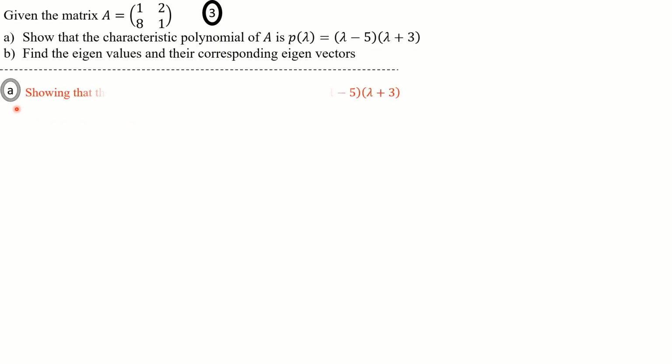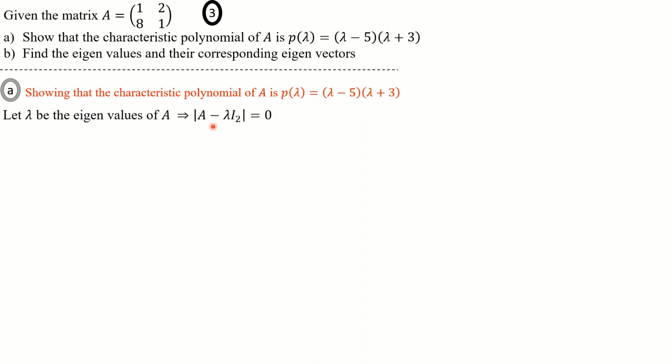So let us begin with the first part, which is asking us to show that the characteristic polynomial of the matrix A is this polynomial P of lambda, written as lambda minus 5 times lambda plus 3. So if we start by letting the eigenvalues of the matrix A be lambda, then it follows that the determinant of A minus lambda I2 should be equal to 0. Now the determinant of A minus lambda I2 is called the characteristic polynomial. So we just need to find this determinant. Finding this determinant and having the characteristic polynomial in this form, we can conclude that it is actually true, provided we have exactly what has been given.